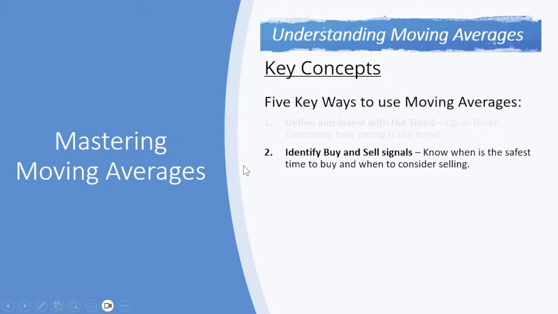Number 2, they identify buy and sell signals very simply. Short-term moving average crossing above a longer-term moving average. Now, that can be a 3-day EMA crossing above an 8-day EMA. That's, of course, a very short-term trend signal, right? A short-term buy signal. But that's what we look at to identify buy and sell signals. Short-term moving average crossing above a longer-term moving average. Short-term moving average crossing below the longer-term moving average.